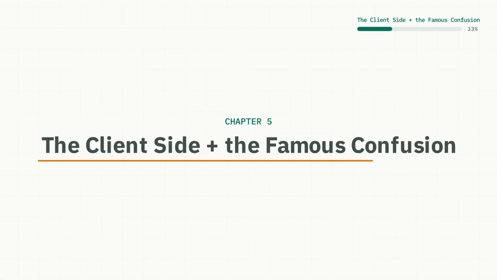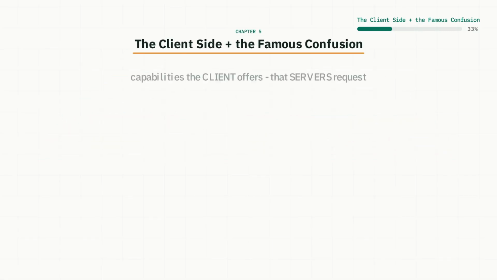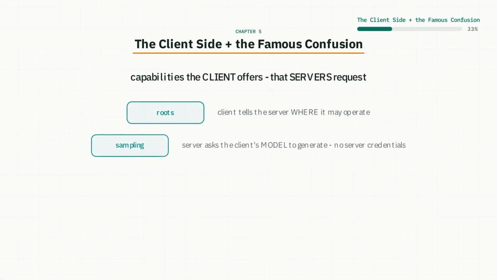Chapter 5, the client side and the single most common error in the entire MCP tutorial ecosystem. The specification also defines capabilities offered by the client to servers. Roots, the client tells a server which directories or locations it may operate in, an operational boundary. Sampling, a server may ask the client's model to generate a completion, under user control and policy, without the server holding model credentials.